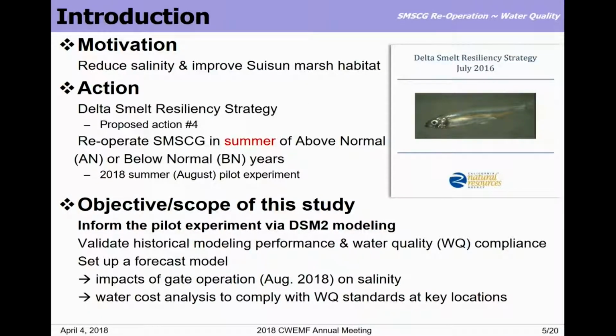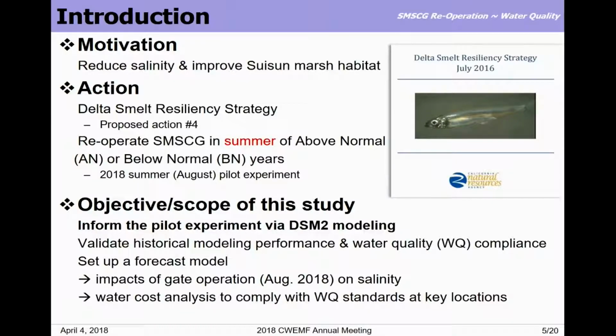So this project, the reoperation project, is included in the Delta Smelt Resiliency Strategy, and it's proposed as Action 4. And like you remember from the last slide, usually the operation happens in the winter. So right now we think if it's doing this good, why don't we move it to summer to see how it goes?